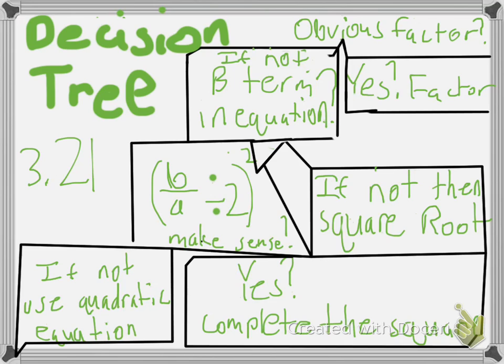The first question you ask is, does the equation have an obvious factor? If it does, then you can easily factor the equation. If it doesn't, you ask yourself another question. Is there a b term in the equation? If it doesn't have a b term, then you can use the square root method. If it does, b divided by a divided by 2 squared makes sense for the equation. If it does, you can complete the square. If it doesn't, you have to use the quadratic equation.